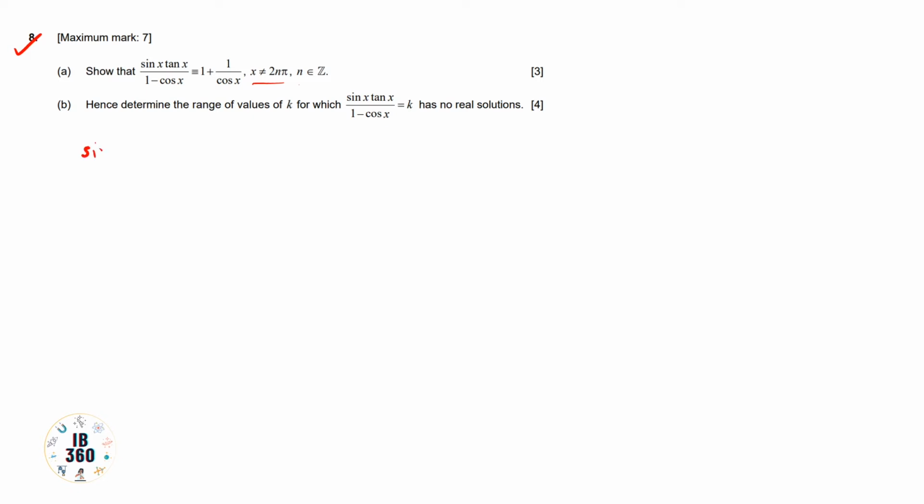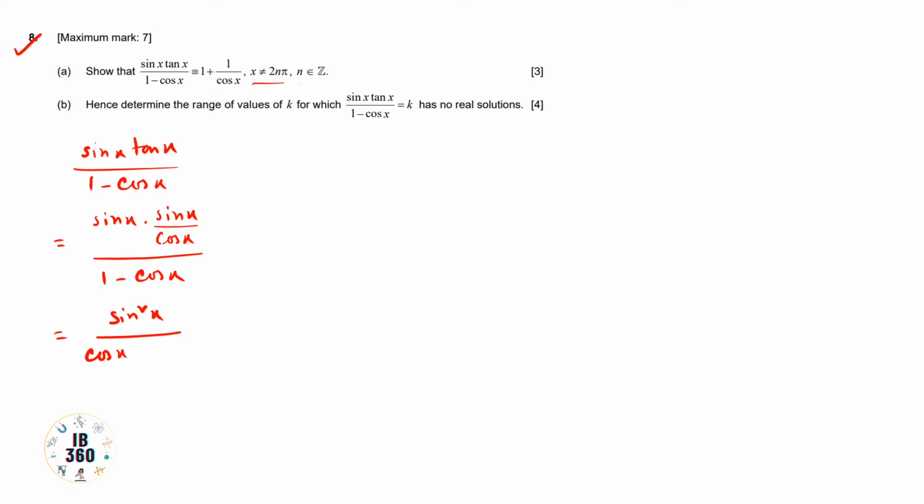That is sin x into tan x divided by 1 minus cos x. Now we have to simplify tan x. So sin x into sin x divided by cos x, divided by 1 minus cos x. So we are getting sin square x divided by cos x into 1 minus cos x. Now we just have to insert the formula of sin square x. So we know sin square x plus cos square x equals 1.